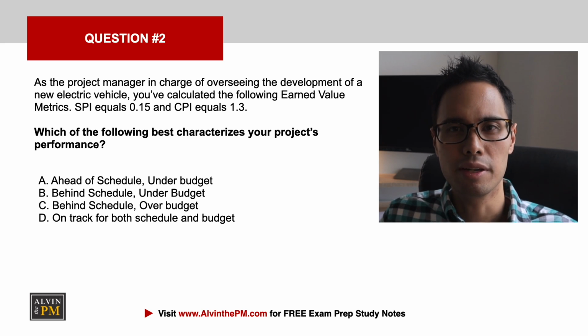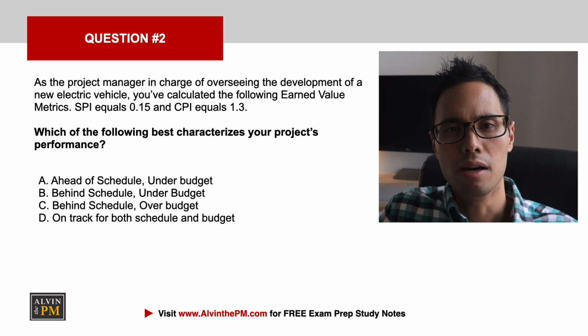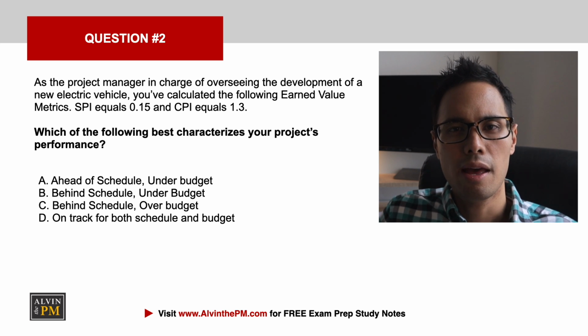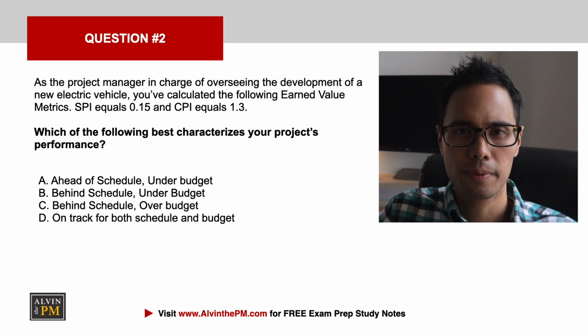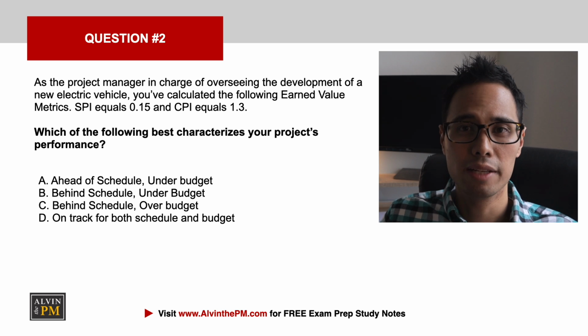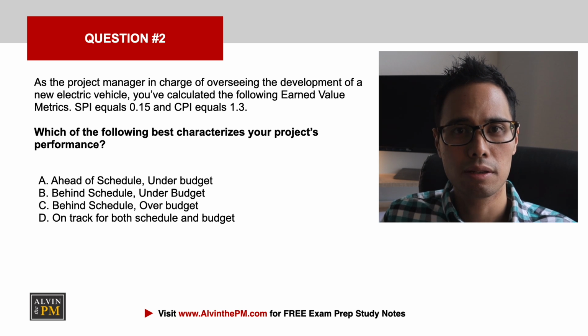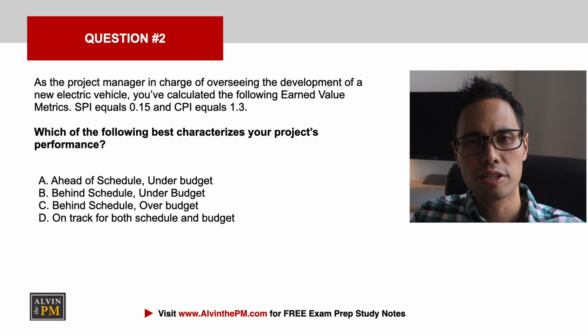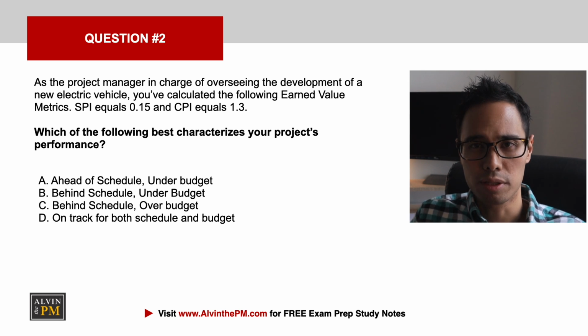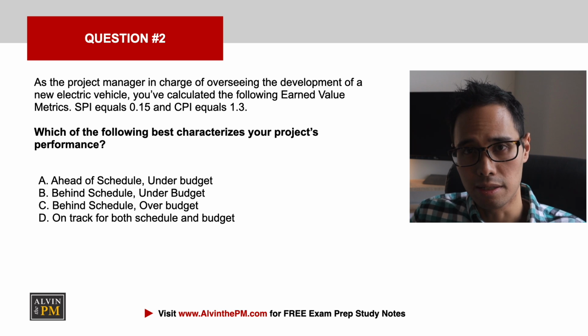As a project manager in charge of overseeing the development of a new electric vehicle, you've calculated the following earned value metrics. SPI equals 0.15 and CPI equals 1.3. Which of the following best characterizes your project's performance? A, ahead of schedule, under budget; B, behind schedule, under budget; C, behind schedule and over budget; or D, on track for both schedule and budget? In this question, you're being asked to interpret both schedule and cost performance indices.